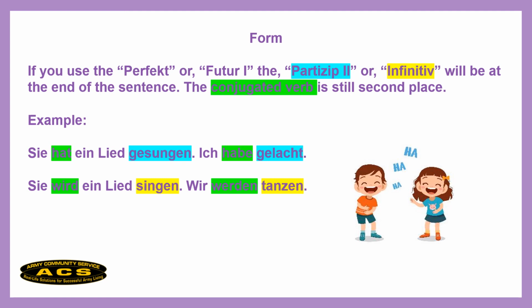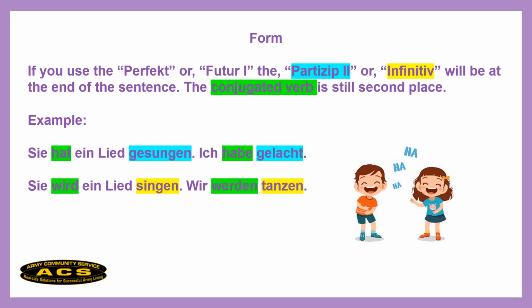Sometimes you might use a tense where you have one conjugated verb in combination with, for example, Partizip 2 or an infinitive. So if you use perfect in German, perfect tense, then you would use the conjugated form of haben or sein and Partizip 2. Example sentence. Sie hat ein Lied gesungen. Ich habe gelacht. So you see here the form of haben is conjugated and it's on the second position again. And my Partizip 2 is at the end of the sentence.